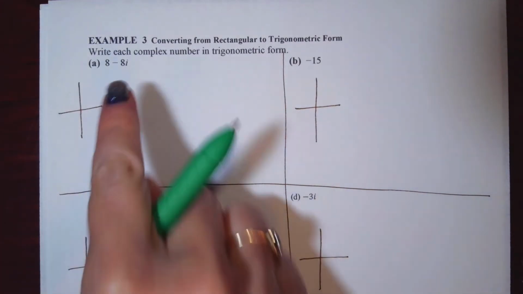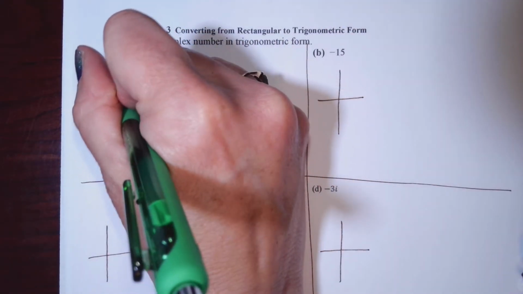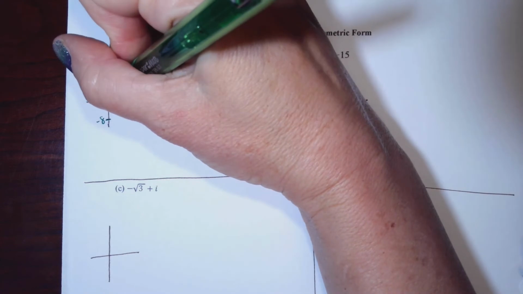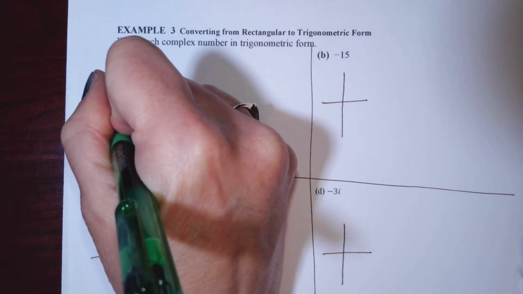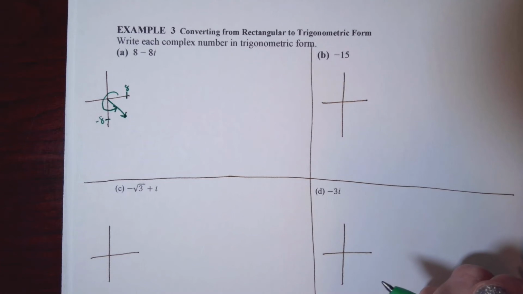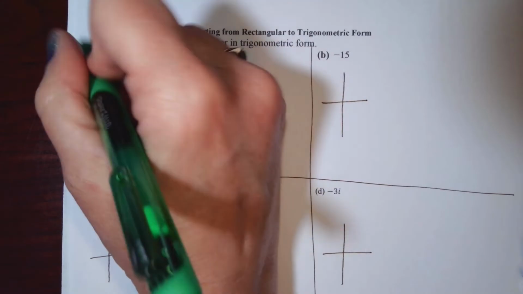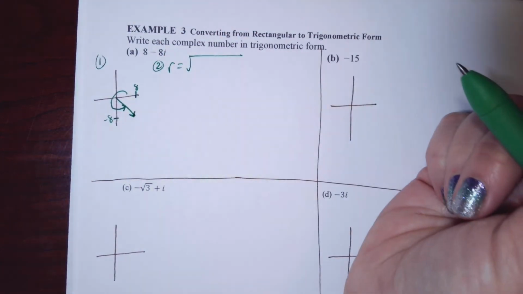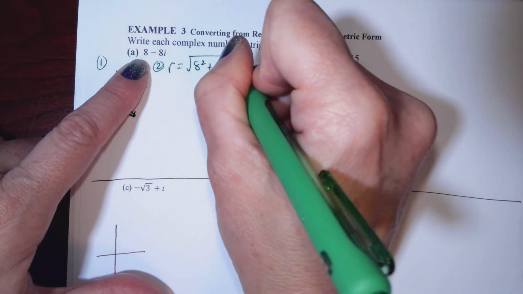On this first one, I've got 8 minus 8i. My real part is a positive 8. My imaginary part is a negative 8, so that's going to be that point right here, and there's my vector, my directed line segment. This is my angle theta that I'm interested in. I've got my sketch. My next step is to find r, square root of x squared plus y squared, so 8 squared plus a negative 8 squared.